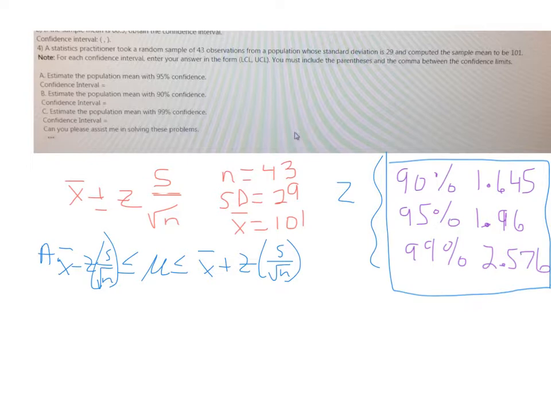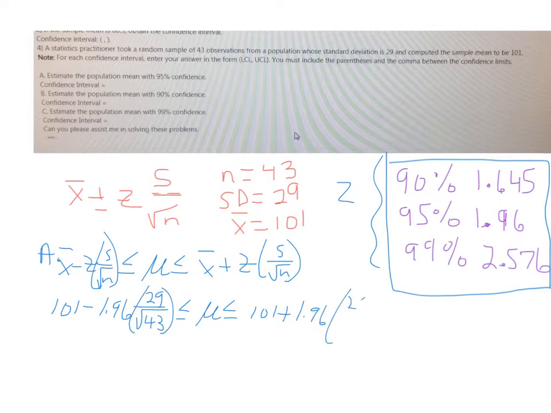And when we're looking for our values here, our x bar is 101, minus, because this is a 95% confidence interval, our z-score is 1.96, our standard deviation is 29, and our n is 43, so we're going to do root 43 like that. And then we're going to do 101 plus 1.96 times 29 over the root of 43, like that. Then we're going to work that out, and we'll end up with our confidence interval, okay?